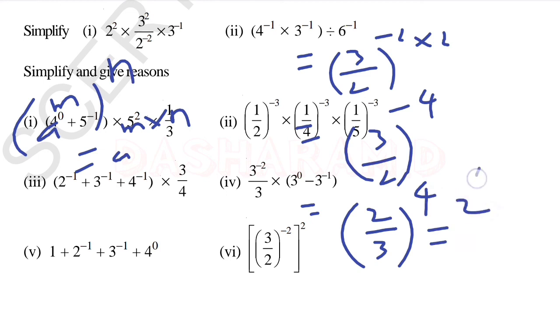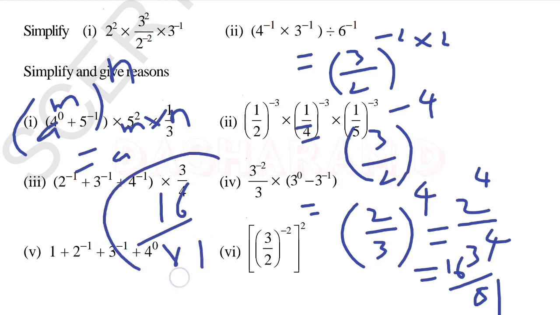2 by 3 whole power 4 means 2 to the power of 4 divided by 3 to the power of 4. So 2 to the power of 4: 2 twos are 4, 4 twos are 8, 8 twos are 16, and 3 to the power of 4 is 81. So 16 by 81 is the answer.